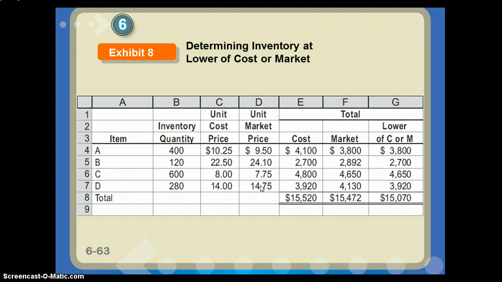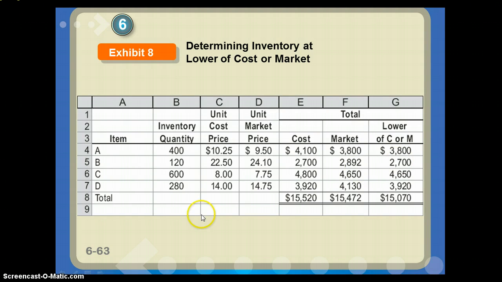So to figure out the total valuation of lower of cost or market, for cost here, we take inventory quantity times the cost price, which gives us the cost. We take inventory quantity times the market price, which gives us market. Lower of cost or market ends up being market, so we're going to value this one at market price. For B, take our inventory quantity times our cost price, which gives us our total cost. Inventory quantity times our market price gives us the market cost. In this case, lower of cost or market is cost, $2,700.